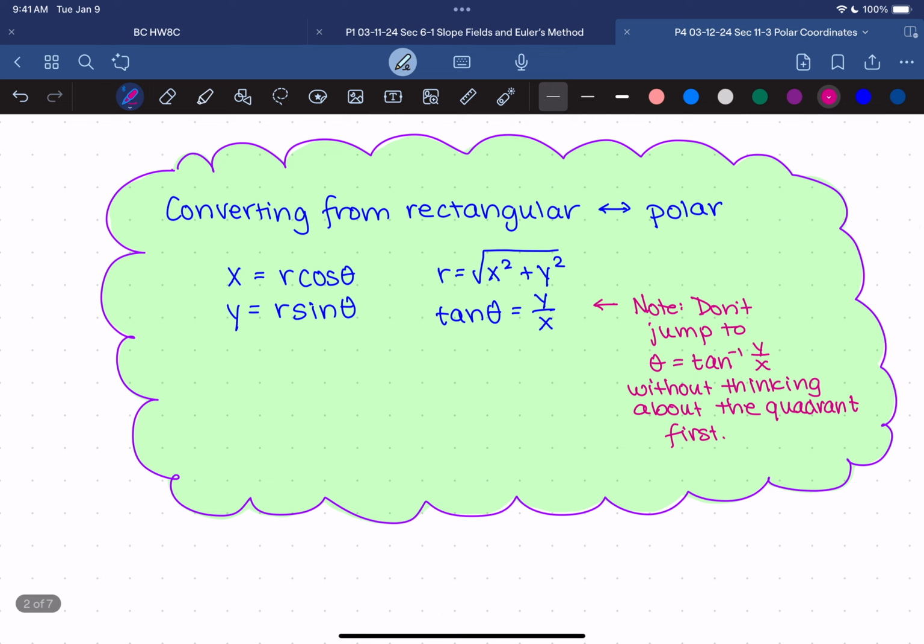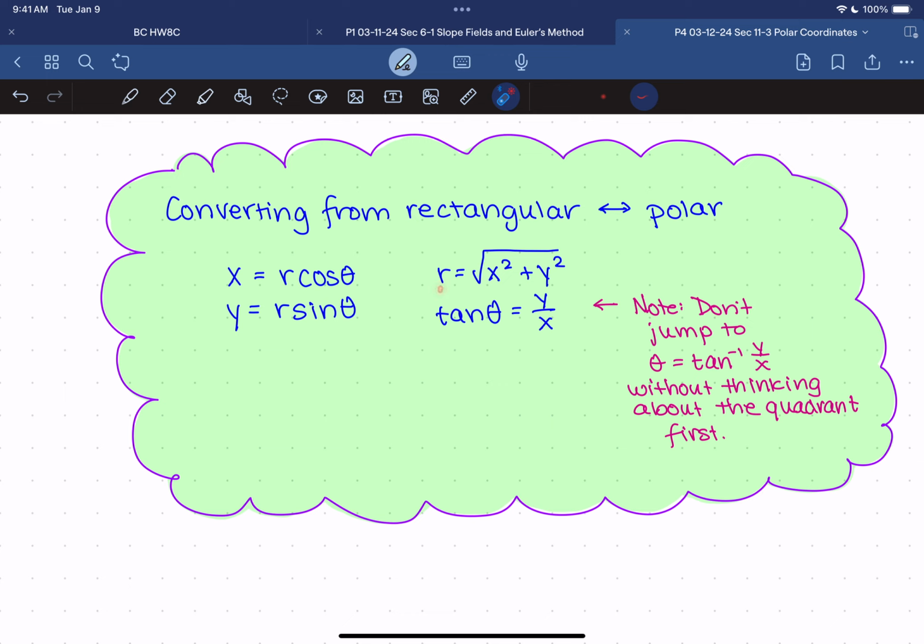If you want to convert back and forth, we've seen this before. You probably saw this back when you were doing the unit circle. So we still have these formulas here. X is our cosine theta, Y is our sine theta. You can remember which one's which because of alphabetical order. X comes before Y, C comes before S.